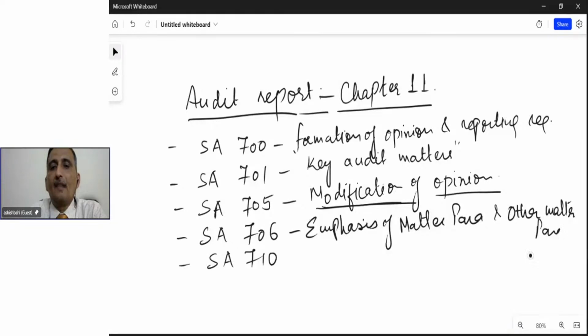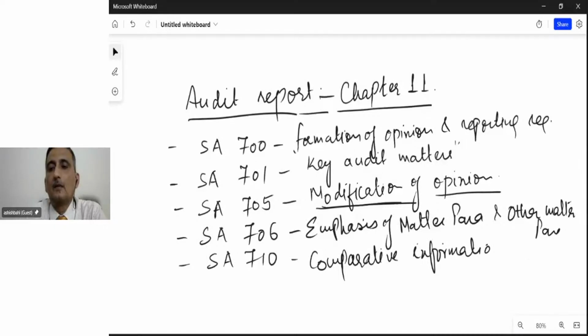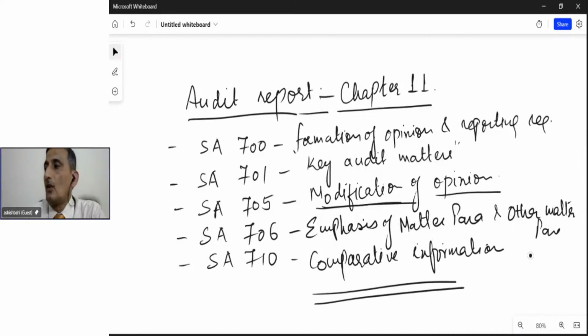And SA 710 relates to comparative information. So is it okay, guys? You understand the broad outline of the chapter which we are going to study, that is chapter 11, audit report?